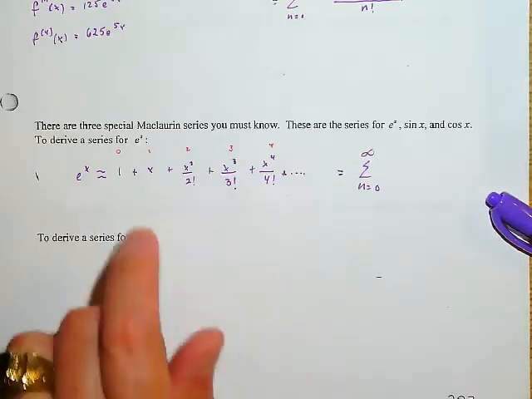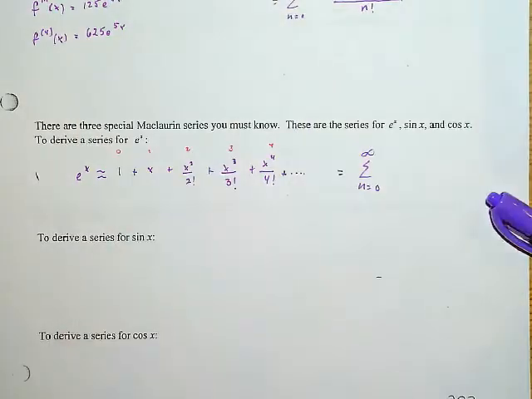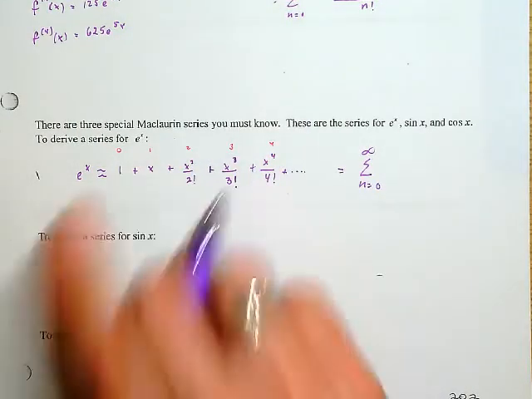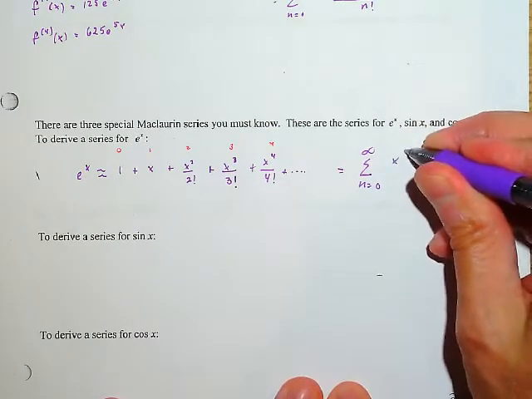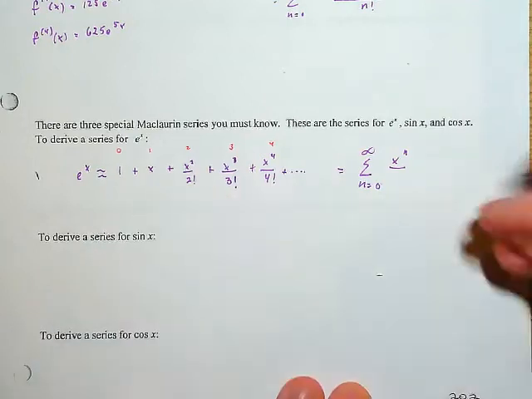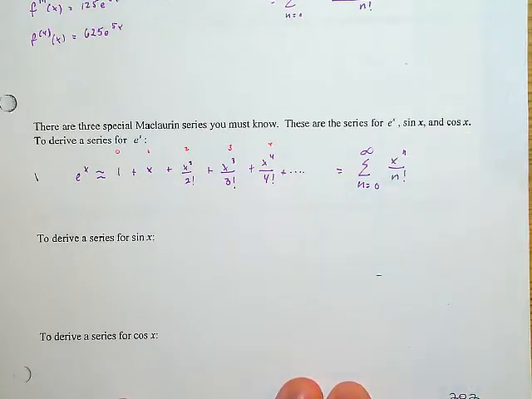But gosh, it looks like x to the n, doesn't it? Does that work for the first term? It sure does, because x to the 0 is just 1. Divided by, well, it looks like n factorial to me. And sure enough, it is. So we've got the sum, that's our general term, the sum from n equals 0 to infinity of x to the n over n factorial.